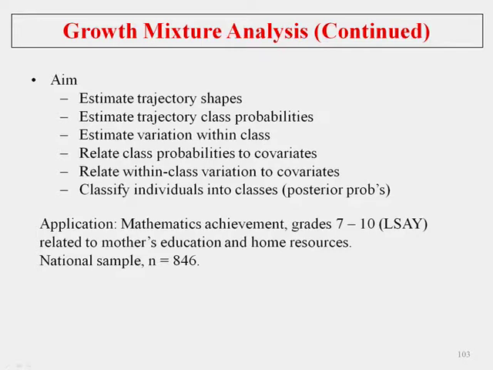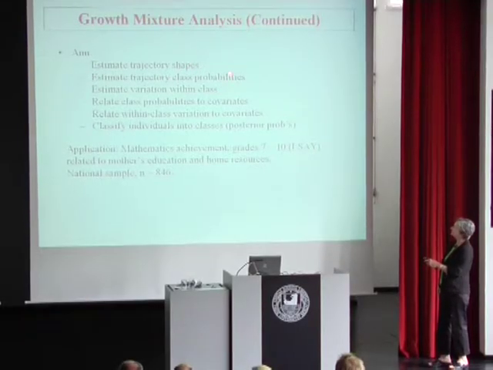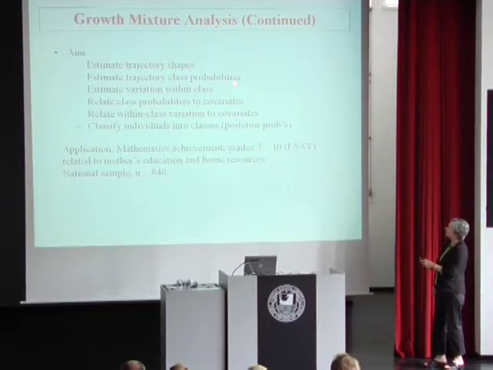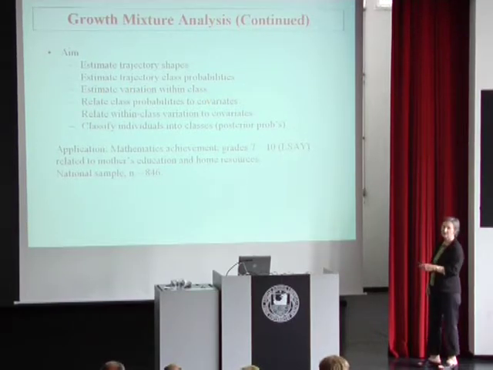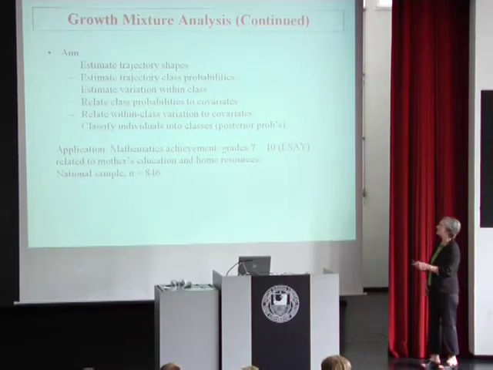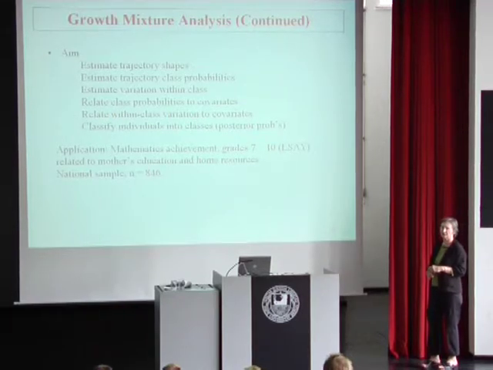So the aim of LCGA and GMM are both to estimate trajectory shapes and to estimate trajectory class probabilities. But for GMM, we also want to estimate variation within the classes, and that was not an aim of LCGA. Now, in LCGA, we also wanted to relate class probabilities to covariates, but in GMM, we also want to relate within class variation to covariates.